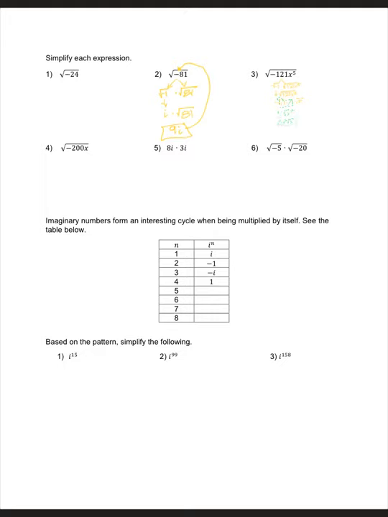Again, I would encourage you to pause the video, and then we will get back to number 4 in just a second. Okay, number 4, again, negative under the radical. We must pull out the i part first. So I have the square root of -1 times the square root of 200x. I change the square root of -1 to i, like we've talked about previously, times the square root of 200x.